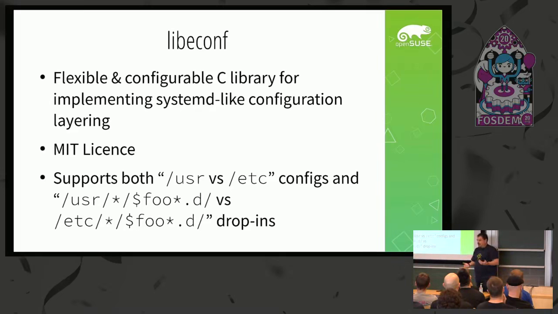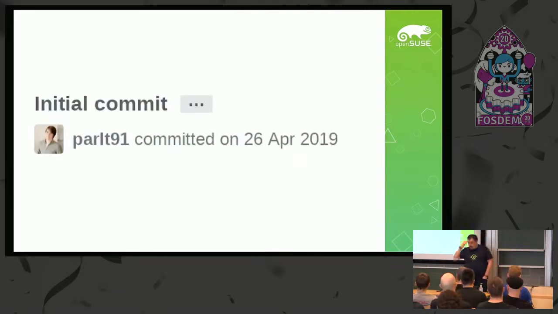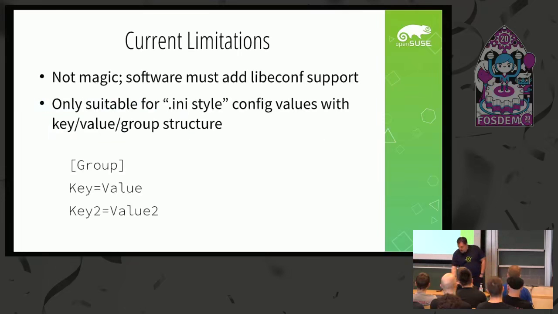The two main use cases are layering an entire config file, like the typical systemd service thing of /usr versus /etc, or if you really want to be fancy, doing foo.d drop-ins and layering those two things on top of each other. Like I said, it's not even a year old, so this is its first FOSDEM it could ever be at, because it was the 26th of April last year we started it. But yeah, we're using it in plenty of places.